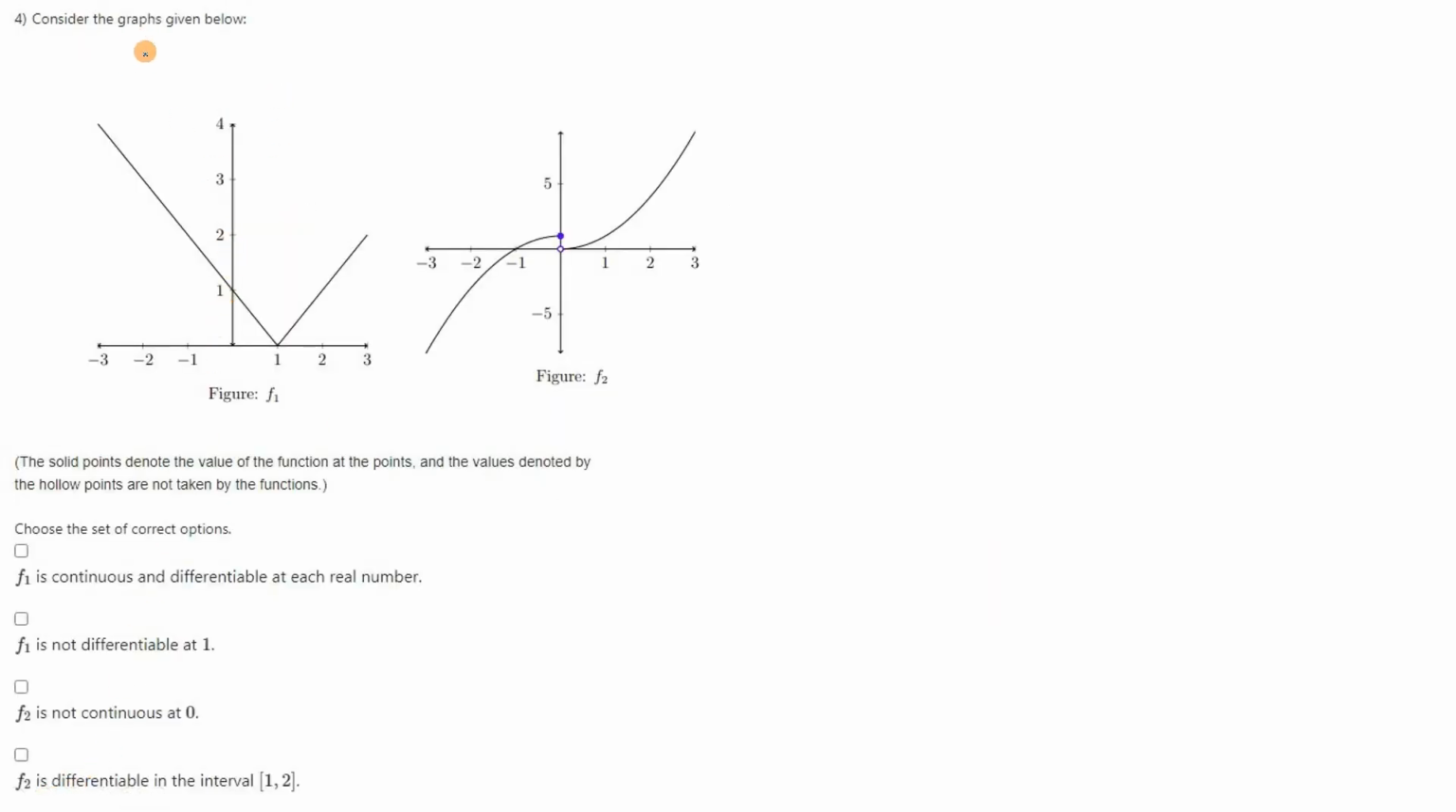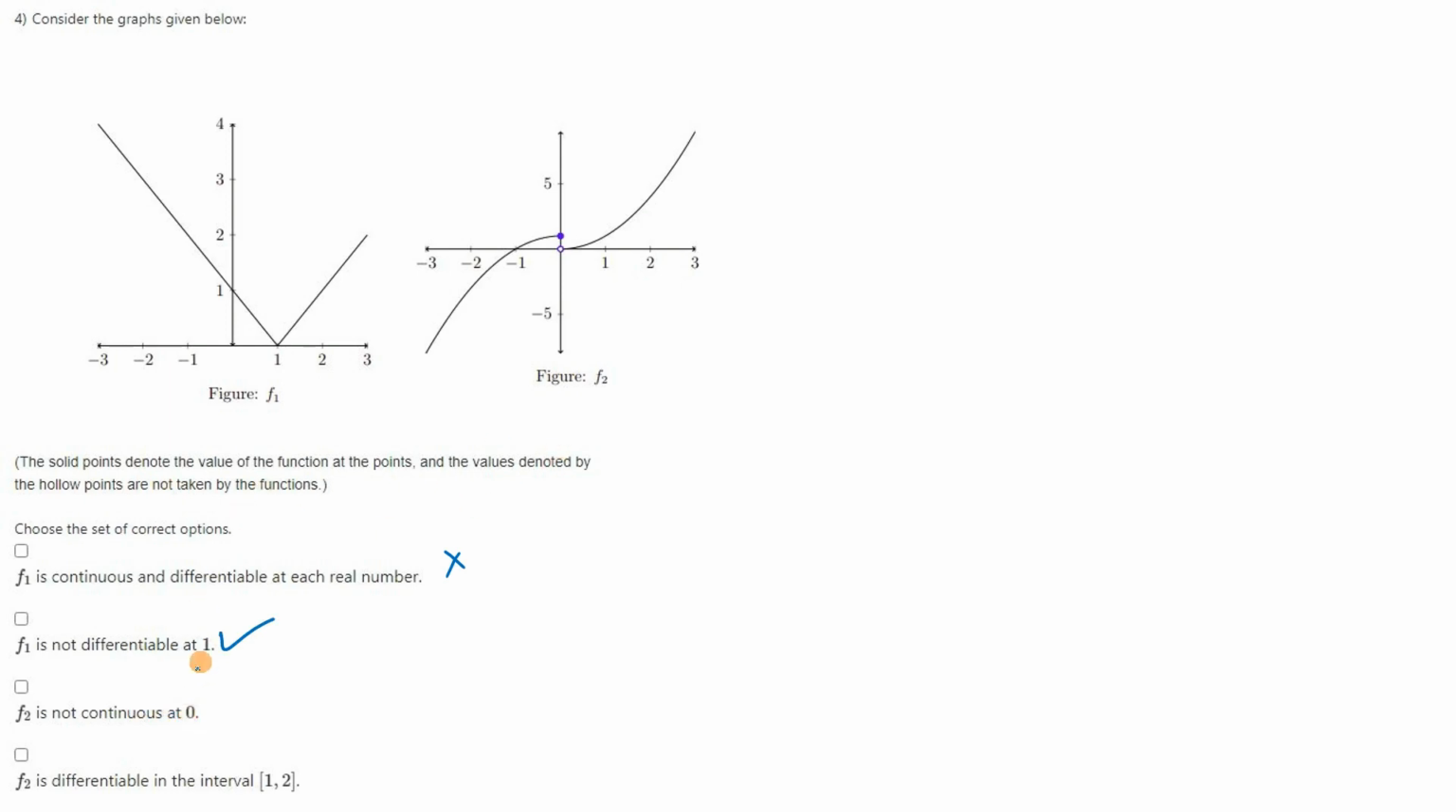And moving on, consider the graphs given below. First option says f1 is continuous and differentiable at every real number. Let's check at 1. The function is continuous, the left hand and the right hand limit exist, but we cannot draw a tangent. So f is not differentiable at all the real numbers. It is not differentiable at 1. So the first option is wrong. f1 is not differentiable at 1, so this is true. We just said that. What about graph 2?